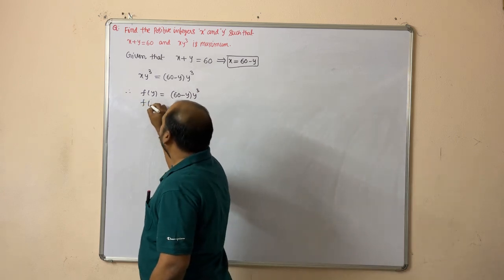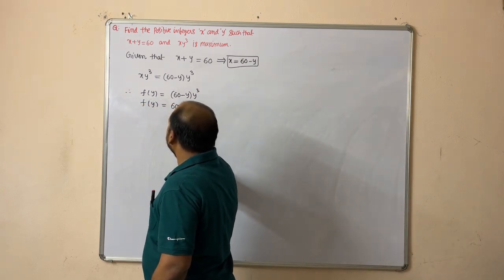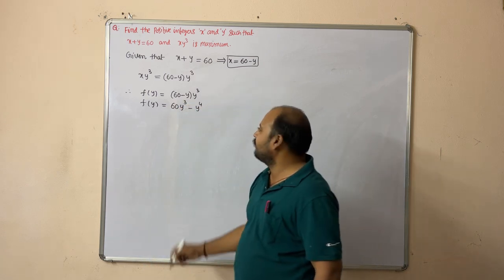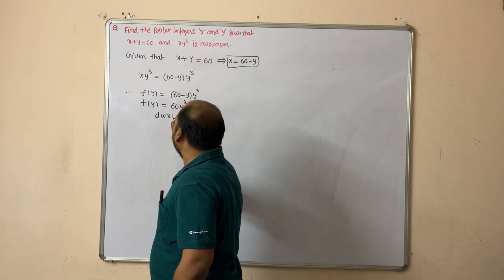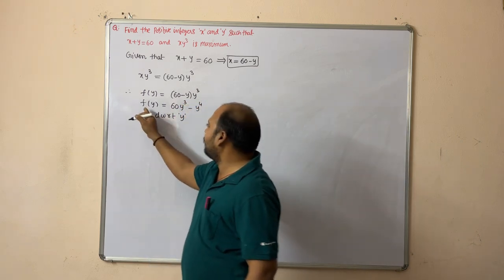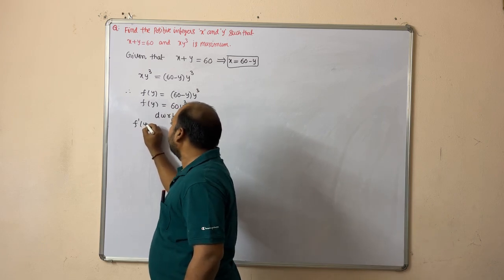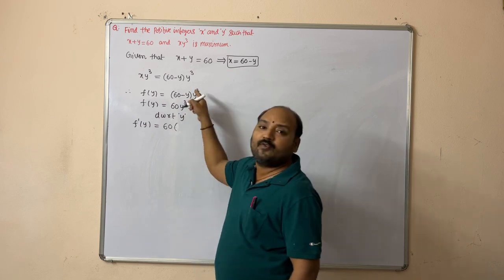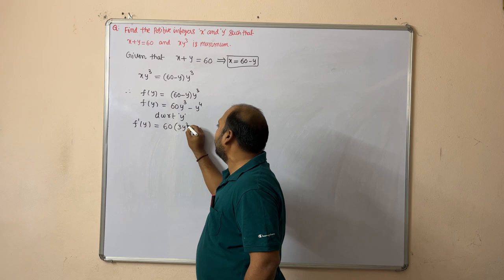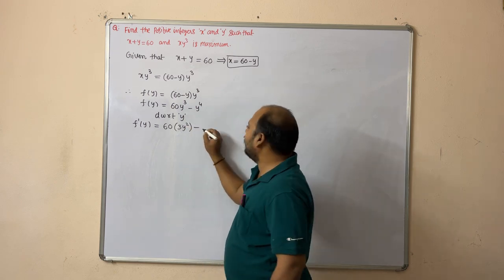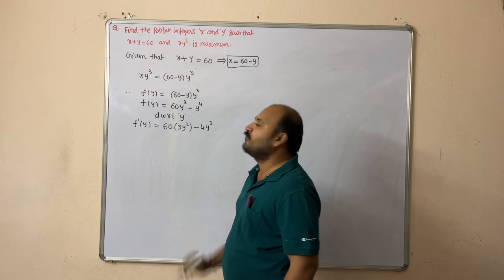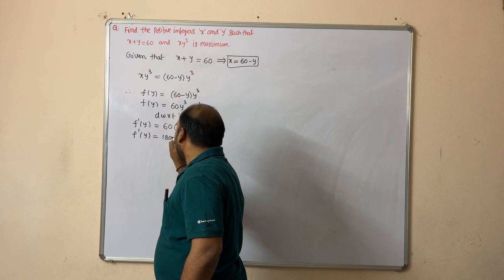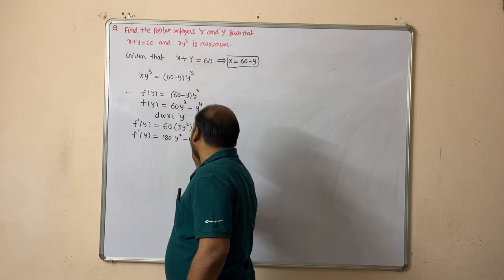First we simplify: f of y equals 60 y cube minus y power 4. Differentiate with respect to y. So f dash of y is equal to 60 constant, keep it like this, times derivative of y cube, 3y square, minus derivative of y power 4, 4y cube. So f dash of y is equal to 180 y square minus 4y cube.